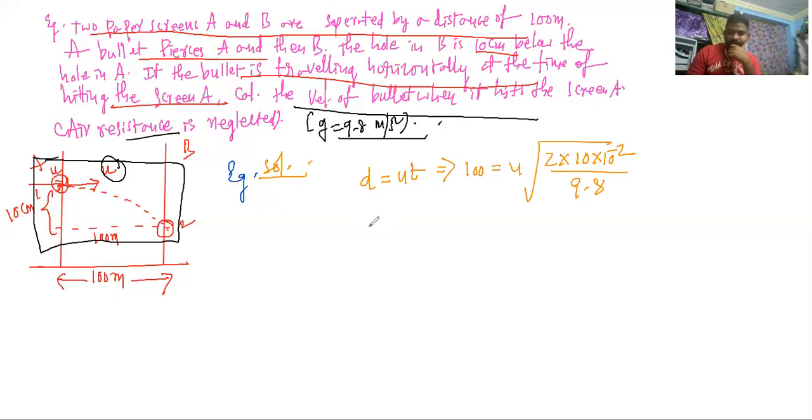So from here, you can find the value of U. If you find U, you get it as 700 meters per second, my students. Just check it. Approximately, you get it as 700 meters per second. Okay? Simple. This is based on the cases we have discussed so far.